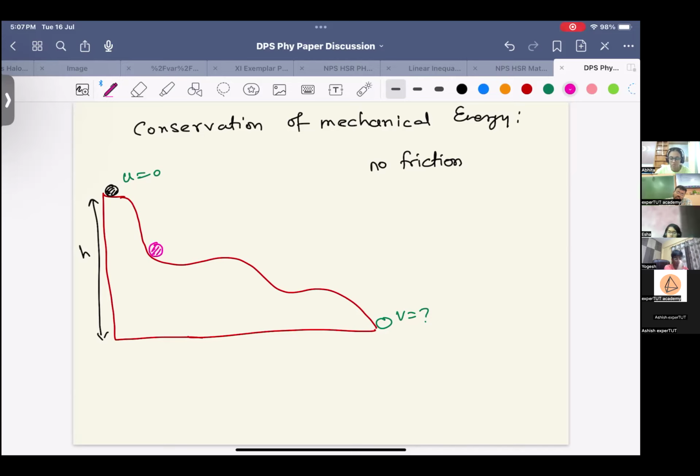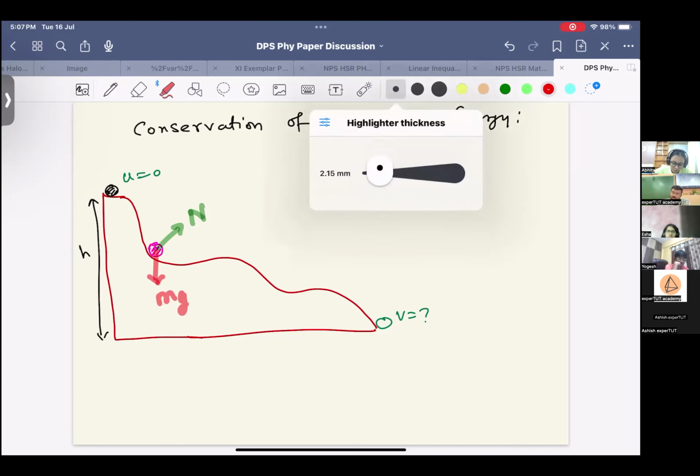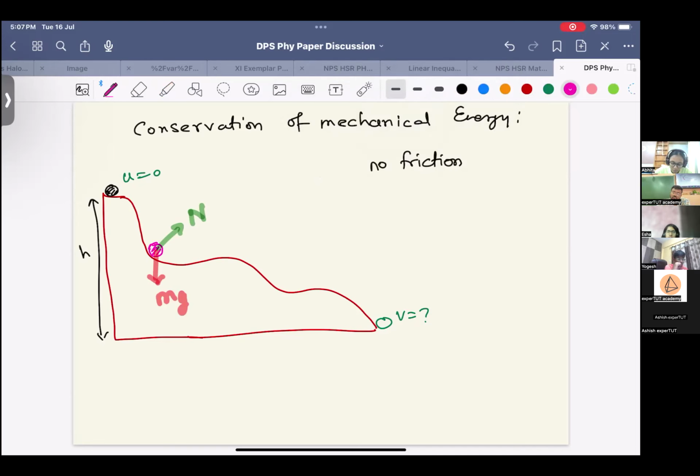So the concept is, let's say the ball is here. When the ball is here, we'll write what are the forces on the ball. The force on the ball is N, which will be like this, and mg, which will be like this. Any other force apart from N and mg? No.